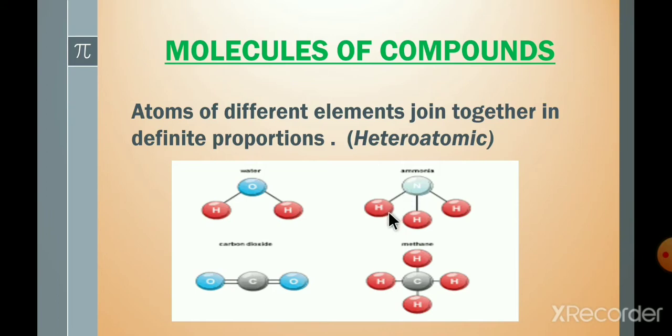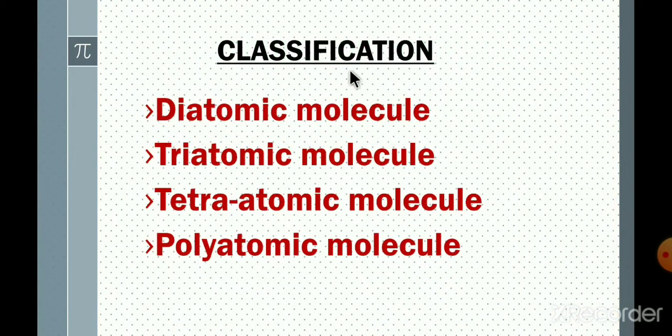Similarly, in ammonia, 1 nitrogen is joined with 3 hydrogen atoms. In CO2 and in methane, different elements are combined together. So students, here we have achieved first learning outcome, that is you are now able to define the term molecules of compounds.